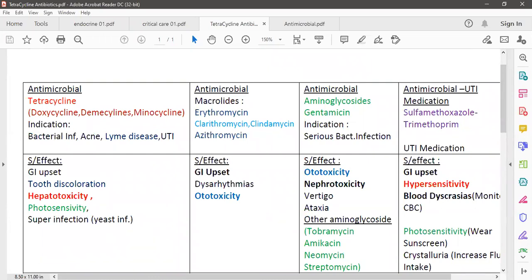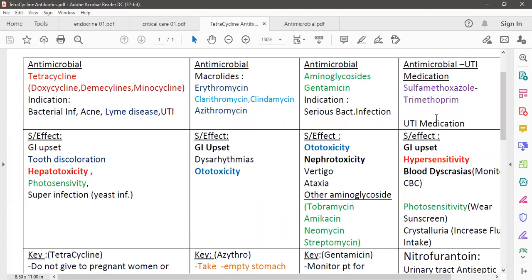The last antibiotic here is called sulfamethoxazole trimethoprim. My friend, the NCLEX PN board directly asks which antibiotics we use for urinary tract infection. The tetracycline we can use, but if your patient has no problem with sulfamethoxazole, we can use this one first, the first line of medication. Or if the patient has any hypersensitivity reaction to sulfamethoxazole, we choose tetracycline. So for UTI, the main medication is this one, trimethoprim.